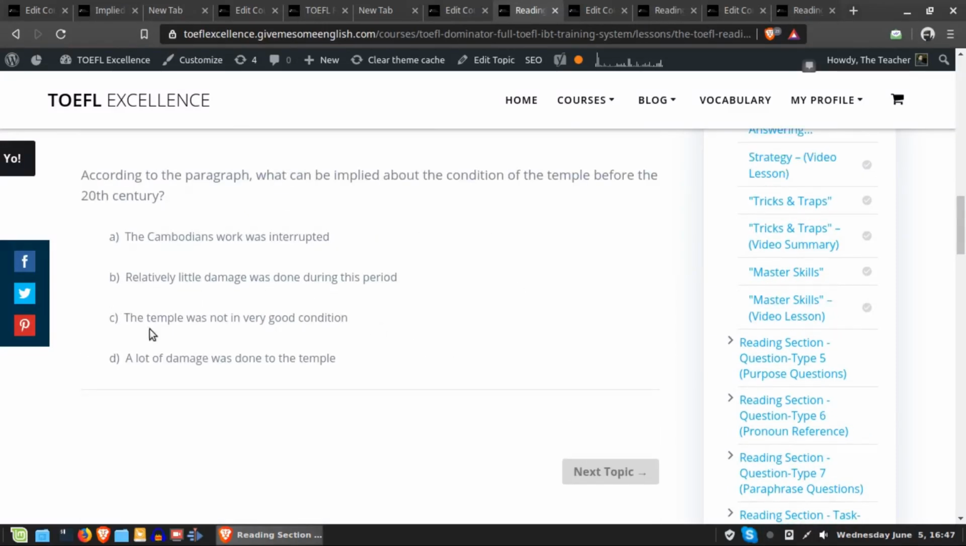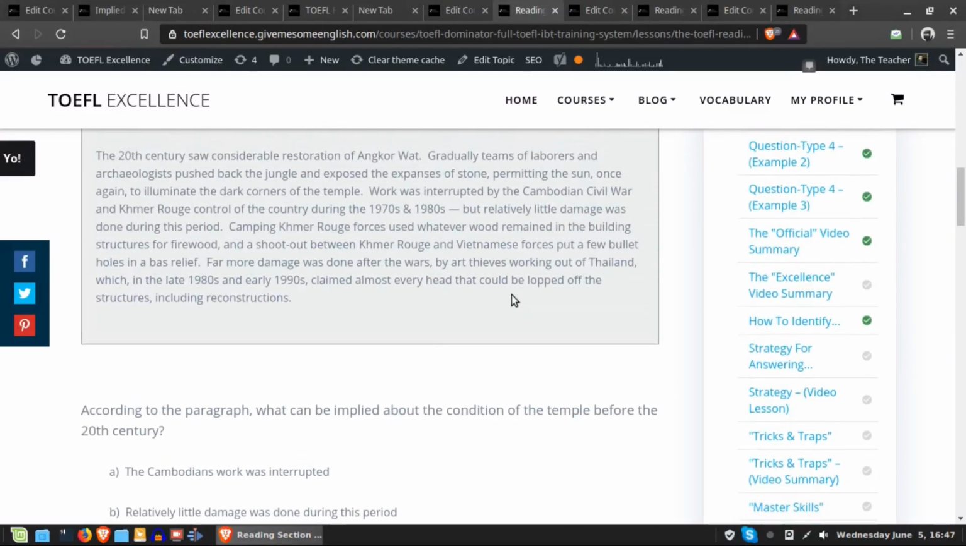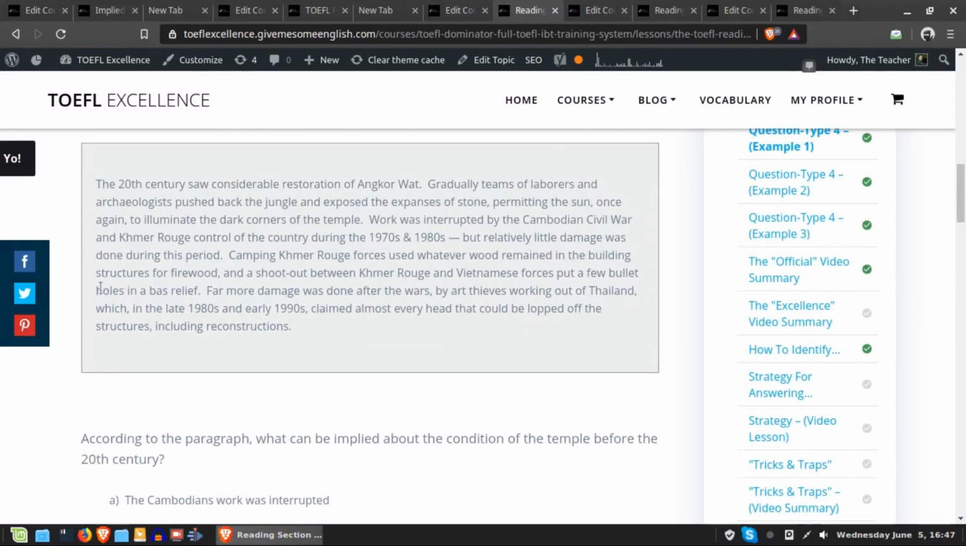Okay, so the next one we have, the temple was not in very good condition. So we've already heard about bullet holes in the bas relief. Thieves claimed almost every head that could be lopped off the structures. So this is talking about a lot of damage. Plus we said far more damage was done, so we need to go back.